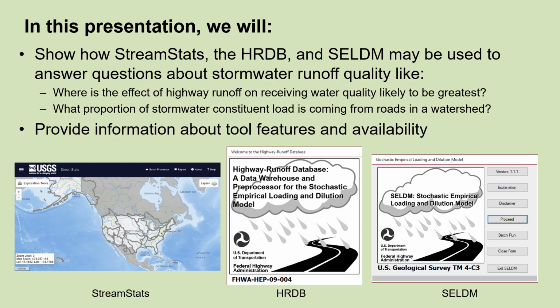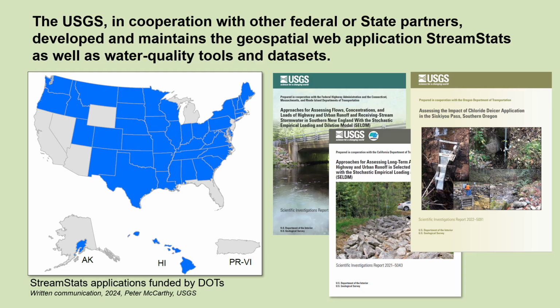In the presentation, we'll show how StreamStats, the highway runoff database, and SELDM may be used to answer questions about stormwater runoff quality, like where is the effect of highway runoff on receiving water quality likely to be greatest, and what proportion of stormwater constituent load is coming from roads in a watershed. We'll also provide information about the tool features and availability for StreamStats, the highway runoff database, and the Stochastic Empirical Loading and Dilution Model.